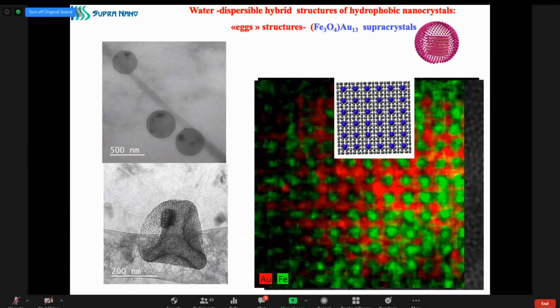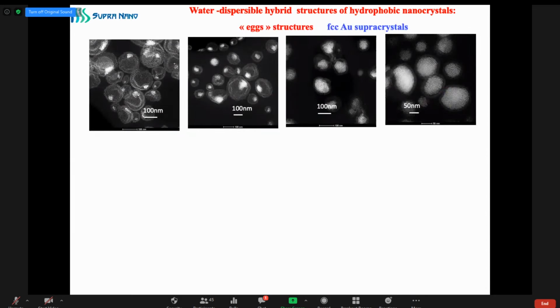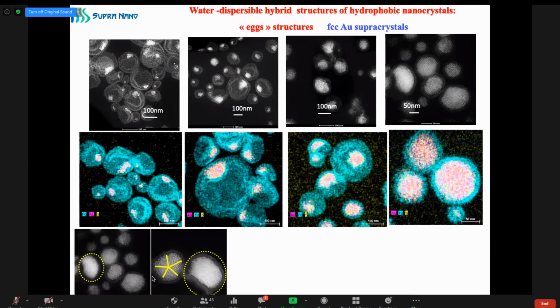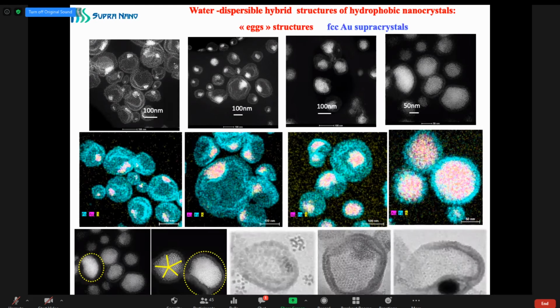So now, and just for both of you, for Cecilia and Raoul, you can see also now we have the ferrite and gold inside, and we change the size of the gold supracrystals, and you can see here the chemical analysis of this system, and you can see that progressively you fill the shell with the gold, and you can see that the gold is FCC. The system is self-assembling in FCC.